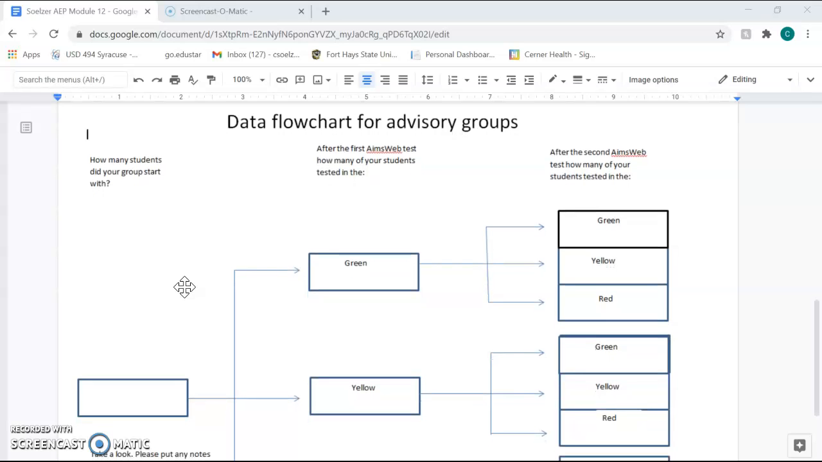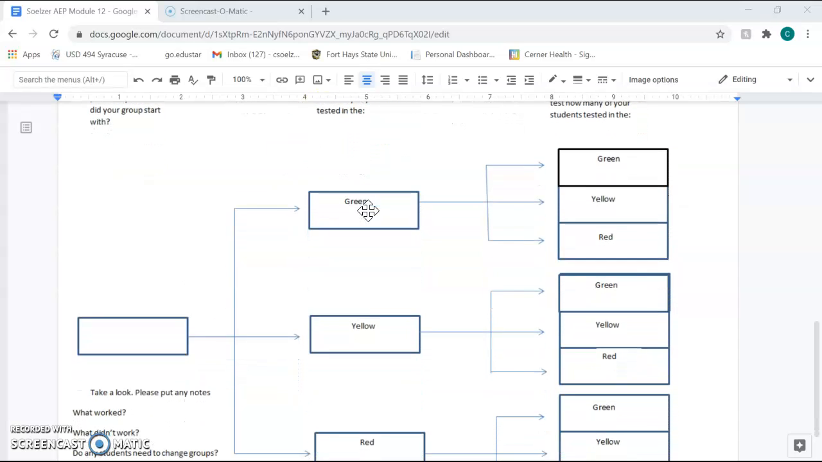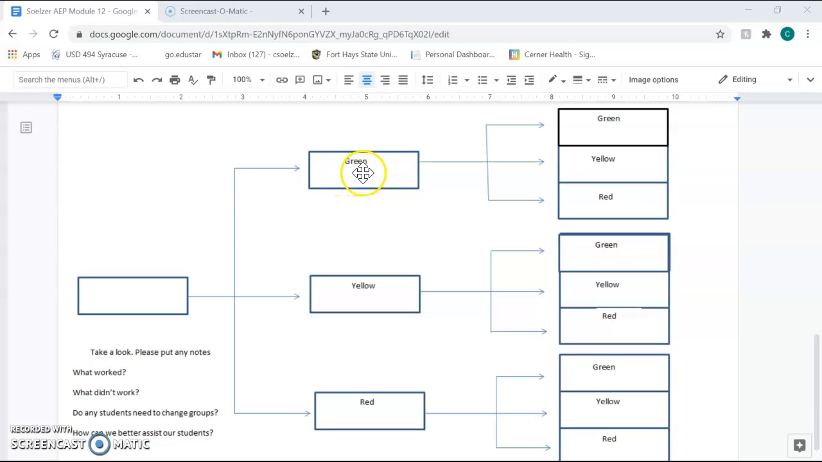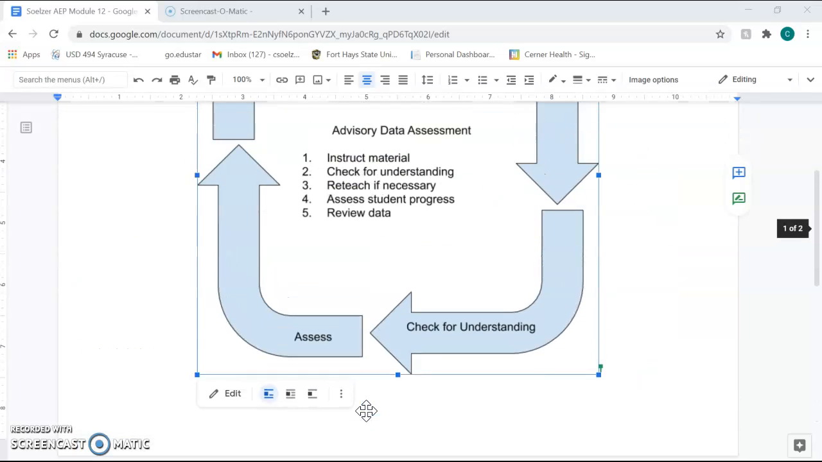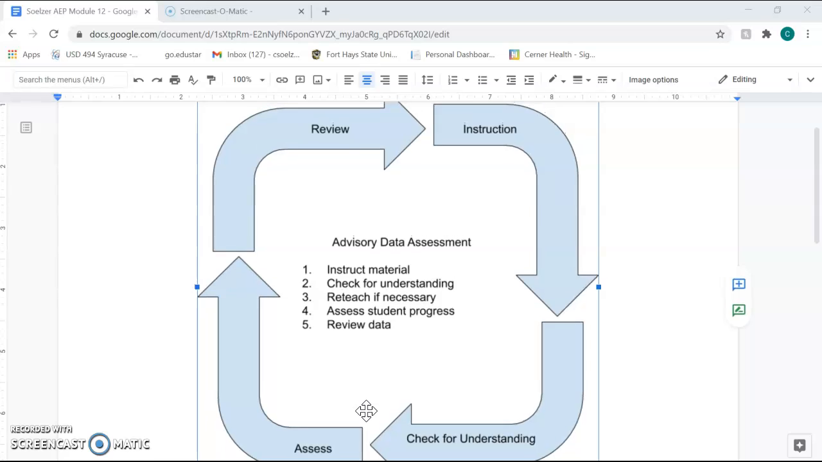So what this does is give us a general idea of how many students are in our group or in our class, and then after our first test, we look at the results to see how many students are in the green, in the yellow, and the red, so that we know how we're breaking up these groups. And then from there, we would follow this protocol here for the different groups for instruction. So the Tier 1, Tier 2, and Tier 3 would all go through this process.